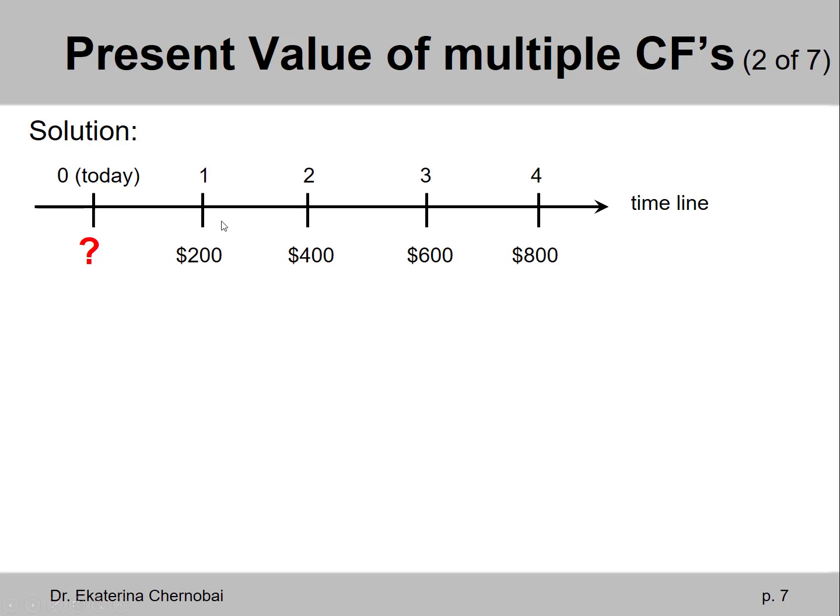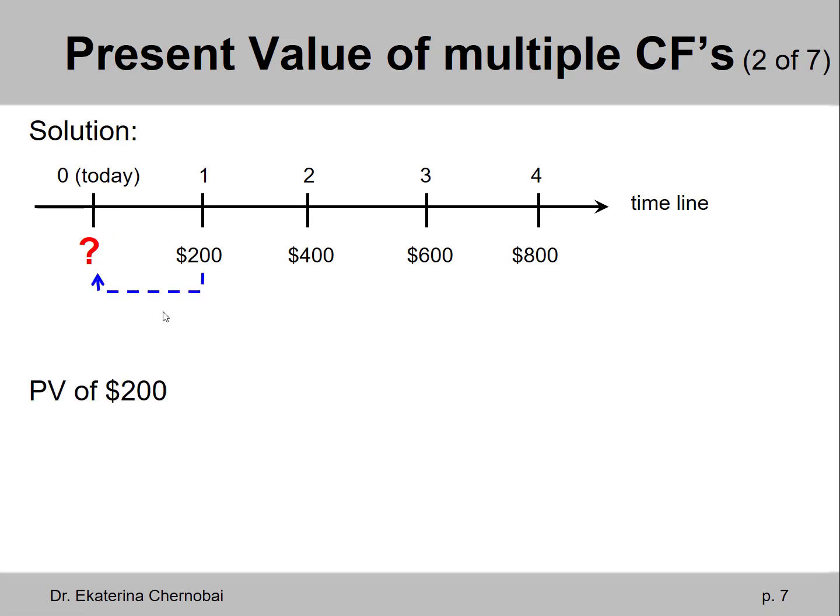Under year 1, which is at the end of year 1, you can put $200. Under year 2, $400. Under year 3, $600. Under year 4, $800. And you can place the question mark under year 0, which is today. In other words, you need to find how much this is all worth today.